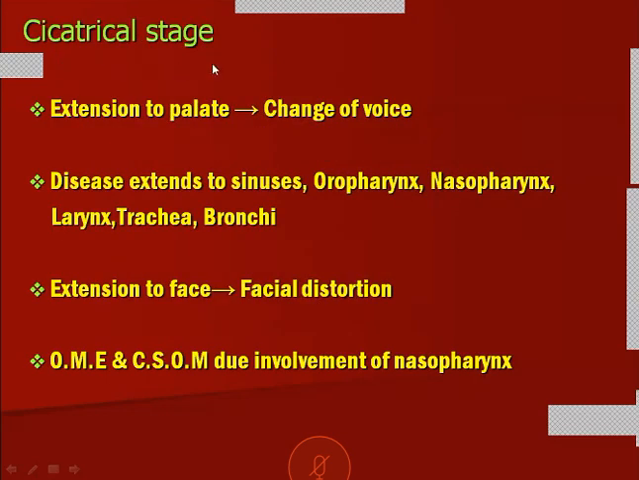And then the last stage is cicatrix extension to the palate. Whenever it extends to the palate, palatal movement will also be restricted, there is obstruction, and the patient will have rhinolalia. When there is an obstruction, what is the type of rhinolalia? Rhinolalia clausa, yes. Okay.